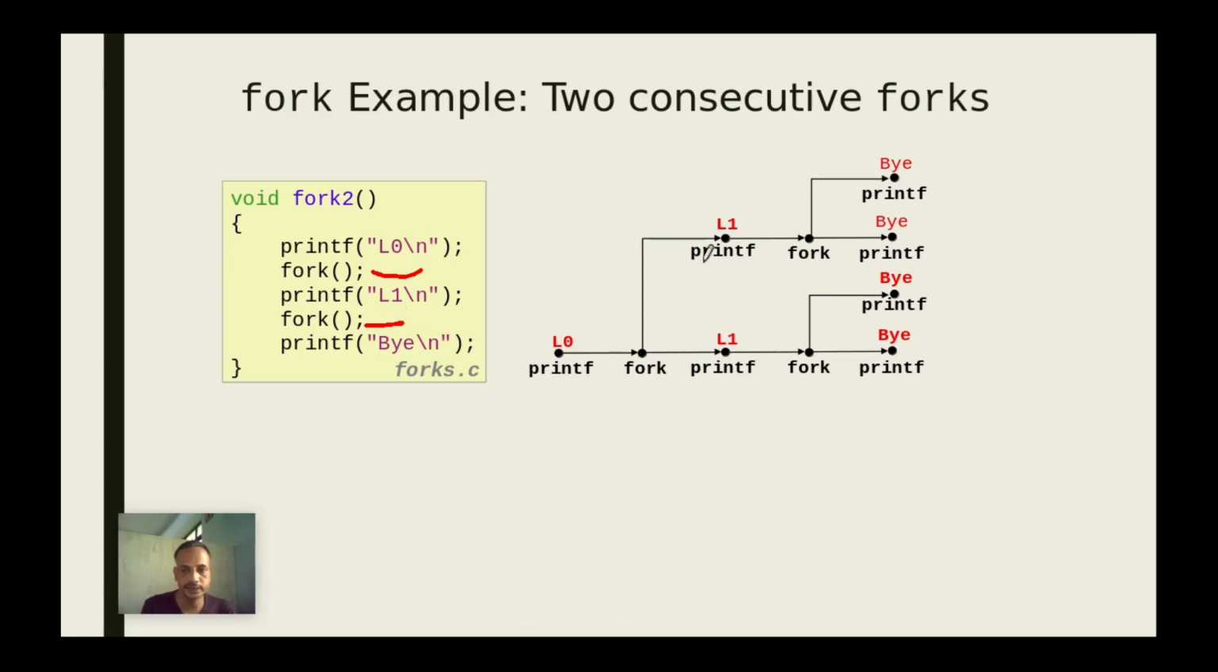Then again the fork system call will execute. Now this fork will be executed by the child as well as the parent. So here again the parent will create one more process and the child will create one more process. So the last printf message will be printed 4 times. That is 1, 2, 3 and 4 times. So if there is no fork system call, L0 is printed once. If there is one fork system call, L1 is printed twice. And if there are two fork system calls, this and this, bye is printed 4 times.